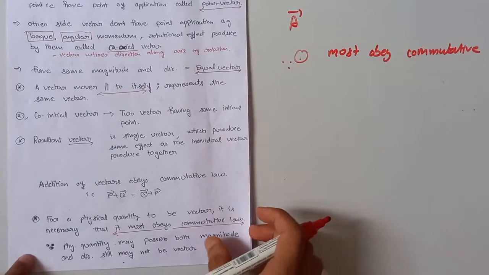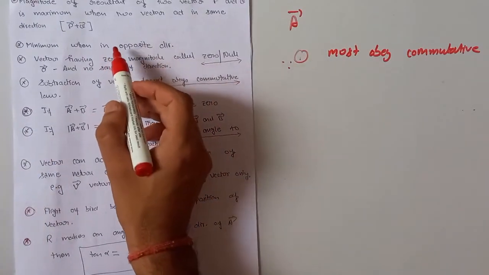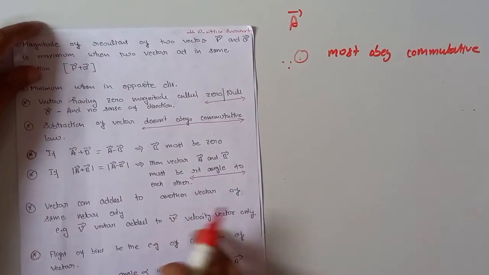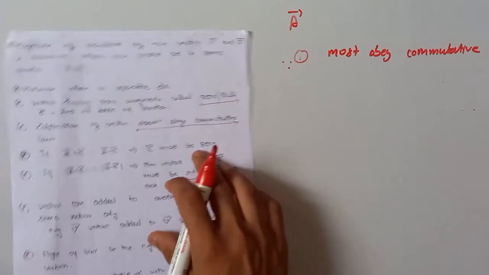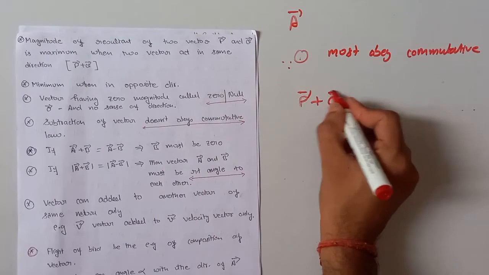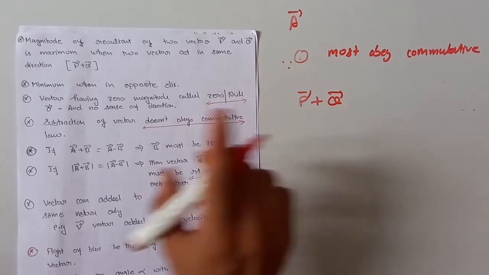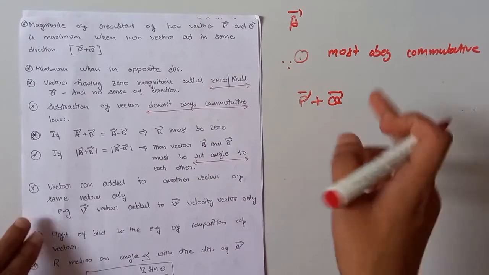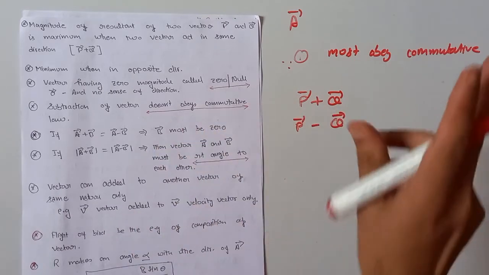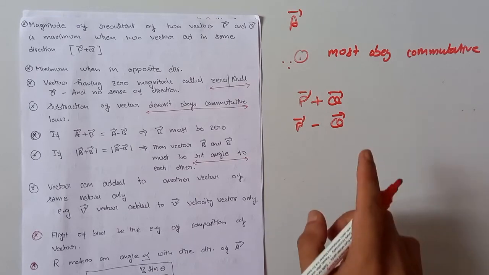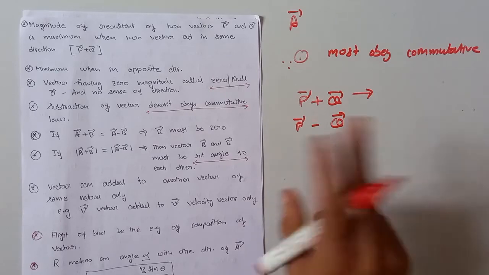Must obey commutative law. Our next key point is the magnitude of the resultant of two vectors P and Q is maximum when the two vectors act in the same direction. Let P and Q be the two vectors; they have the maximum resultant if these two vectors are in the same direction, and the resultant is minimum only when these two vectors are in opposite directions. Two vectors have maximum resultant if and only if both vectors are in the same direction, and minimum resultant if the vectors are in opposite directions.